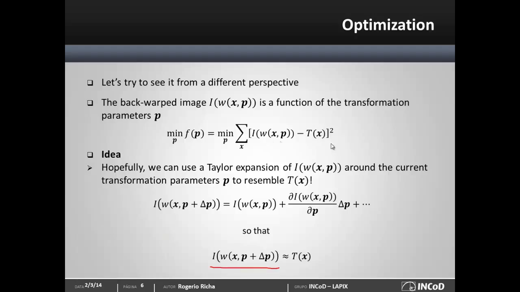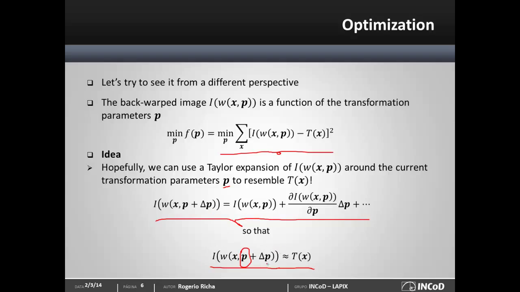So let's assume that at a given time t, I have my transformation parameters p, and if I do a Taylor expansion, I can approximate my reference image. This approximation here would be enough to minimize my sum of square differences. Ideally, it would make my sum of square differences small enough. And using a Taylor expansion around my current transformation parameters p is shown here by this equation, right?